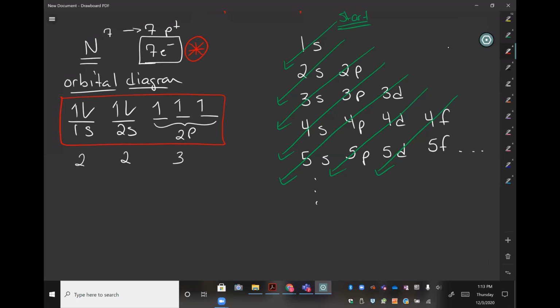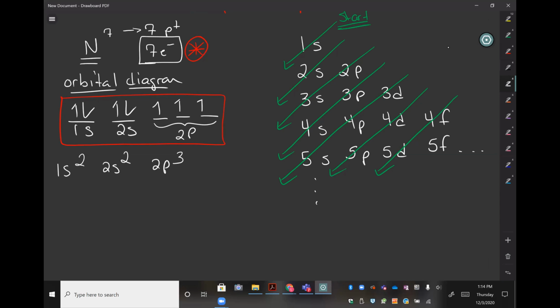Now, if we were to write the longhand, or excuse me, the long form of the electron configuration, or the electron configuration without the arrows, it would be very similar. The only difference would be that instead of arrows, you would have superscripts, and it would look like this. You would have a 1s2, a 2s2, and a 2p3.